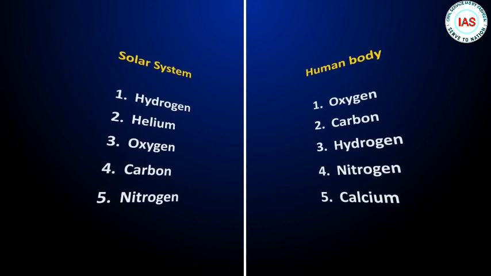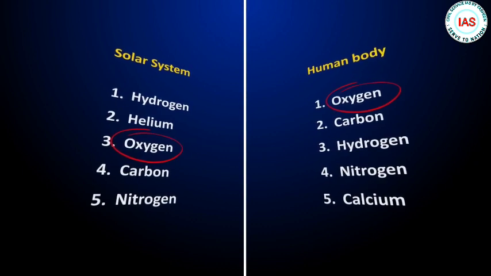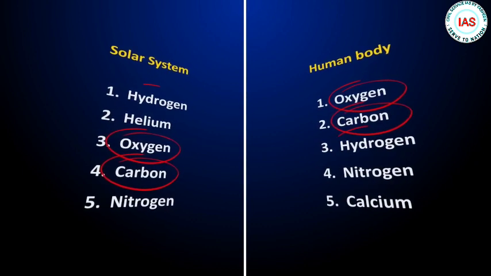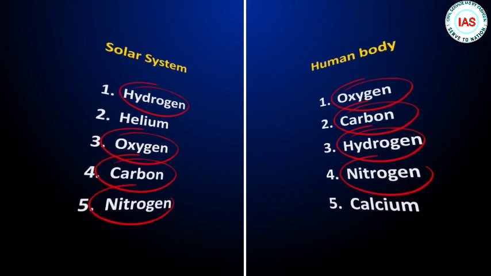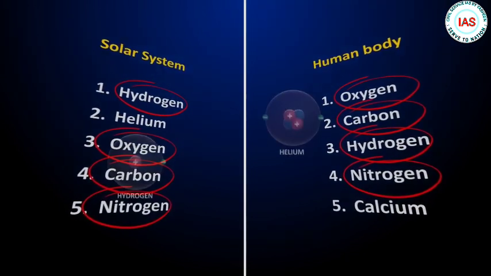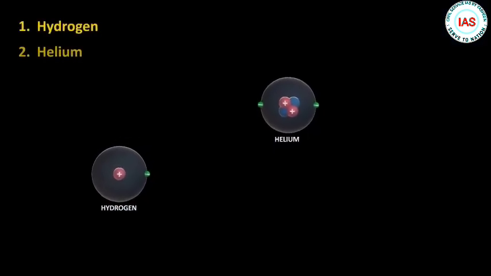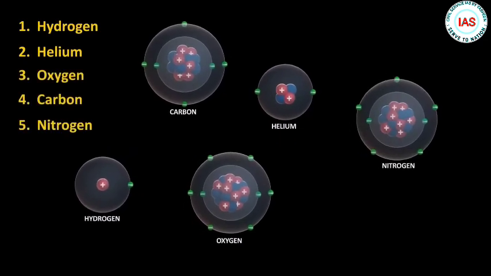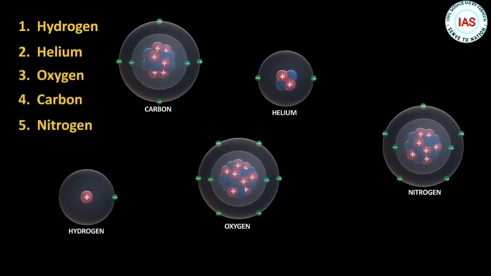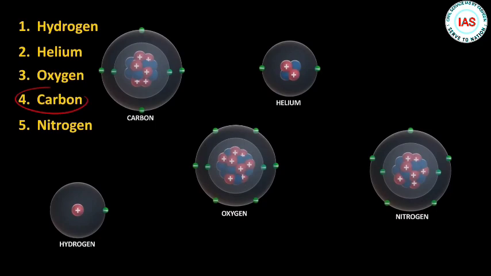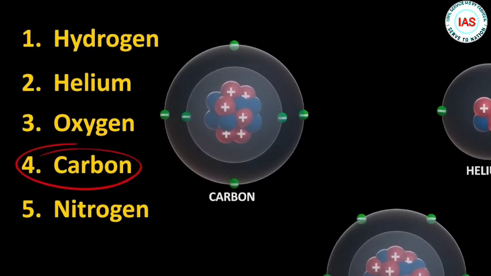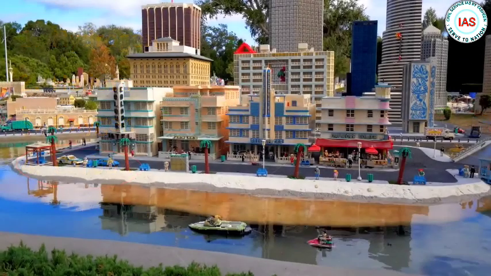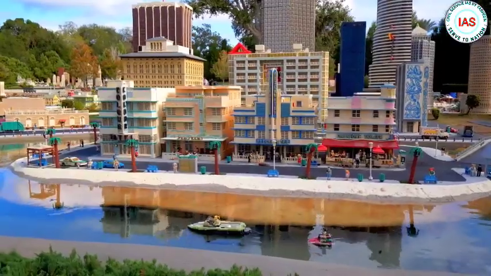So what we see is that 4 out of the top 5 elements of the solar system are also among the top 5 elements making up the human body. This gives us another clue about why life is based on carbon. There's plenty of it in the universe. It's very abundant. It's easier to build something that you have a lot of. You can't build a castle if you don't have enough Lego bricks.